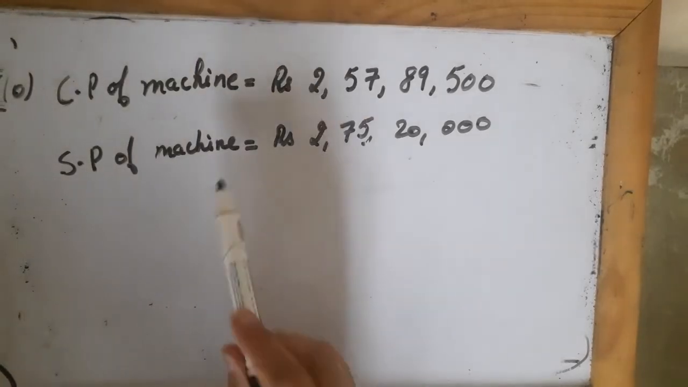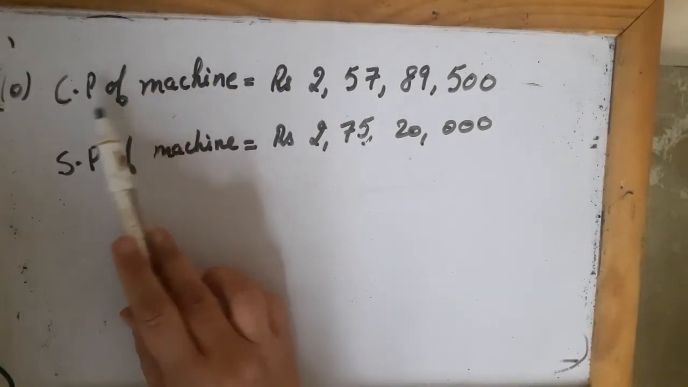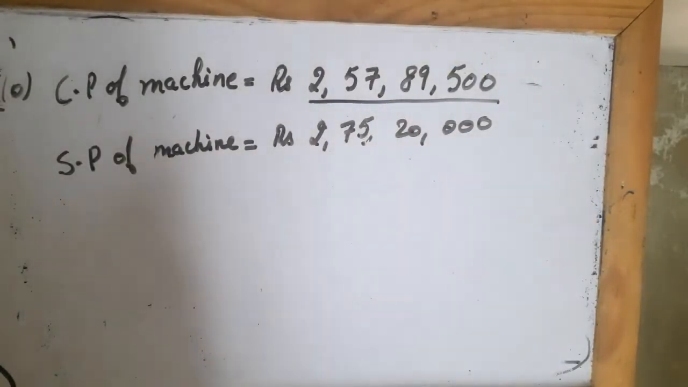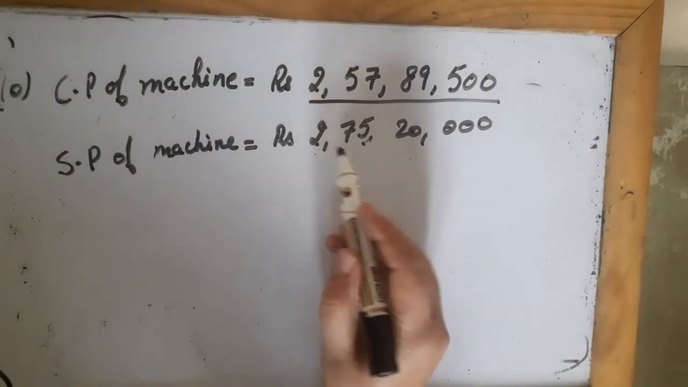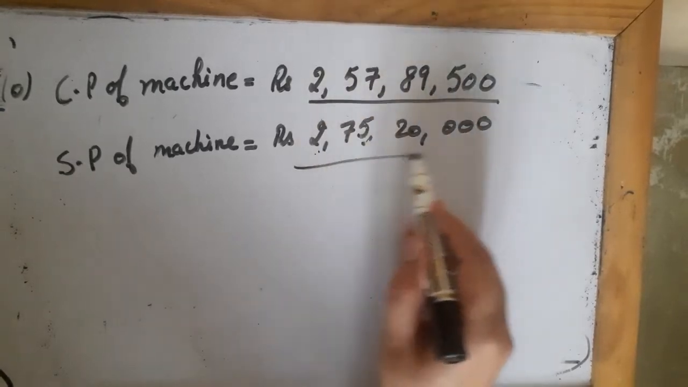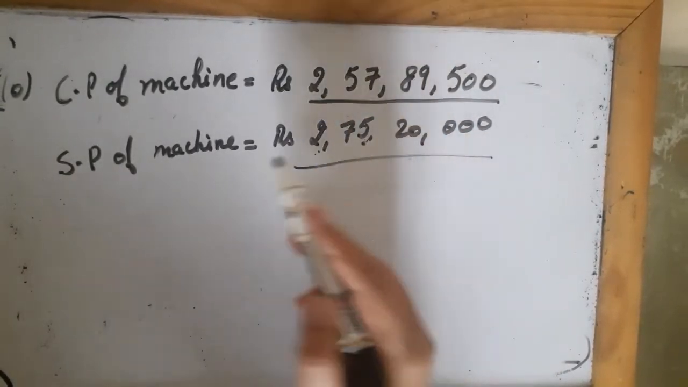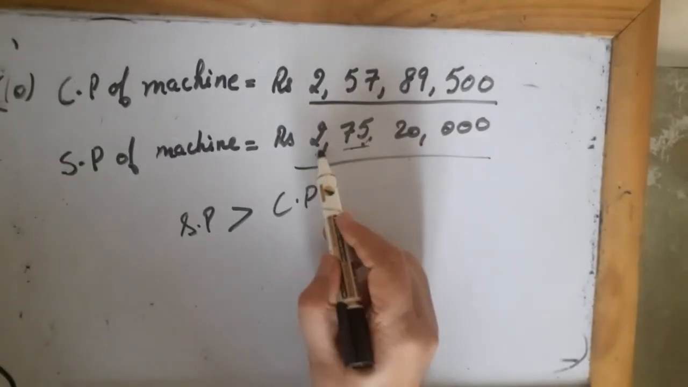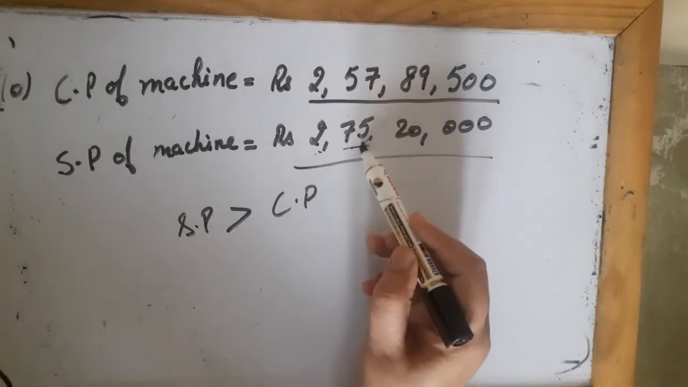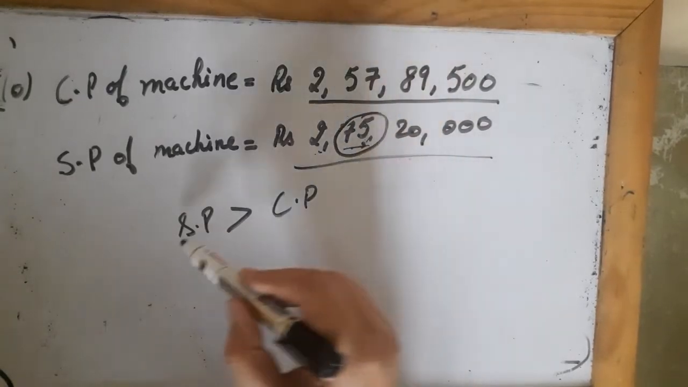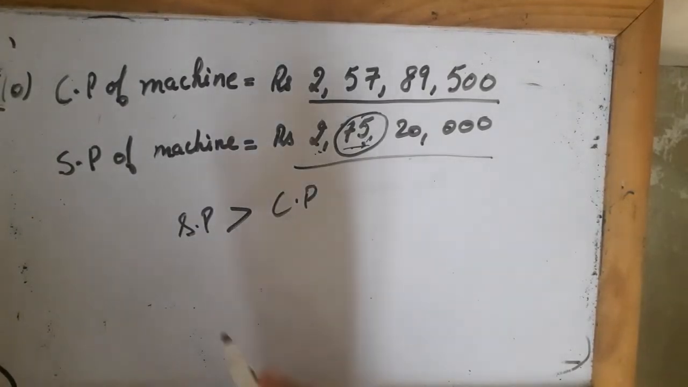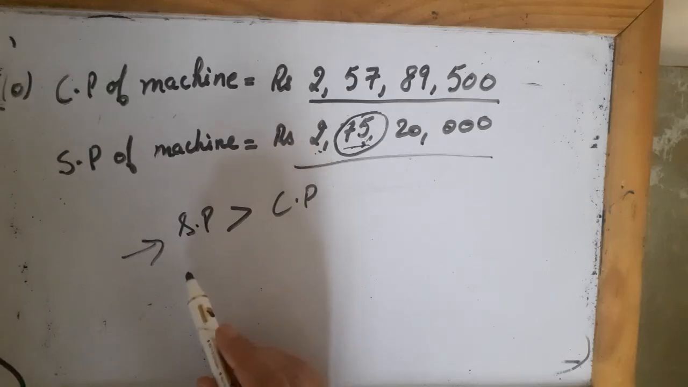So they are saying Rajat bought a machine. So it means that the cost price of the machine is this 2 crores 57 lakhs, and the SP of the machine, so he sold the machine for 2 crores 75 lakhs. Now which is bigger? SP is bigger than CP. This is 2 crores, this is 57 lakhs, this is 75 lakhs. So this is bigger. It means SP is greater than CP. So when SP is greater than CP, what did I tell you? What do we have? Profit or loss?